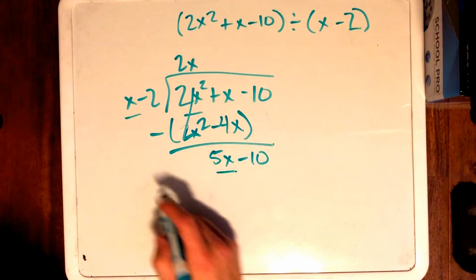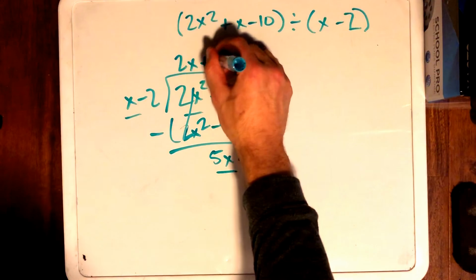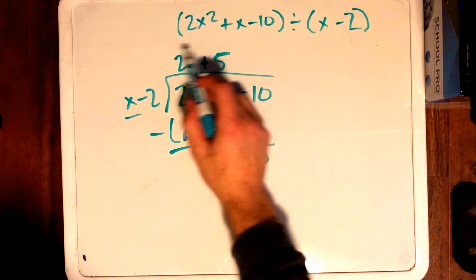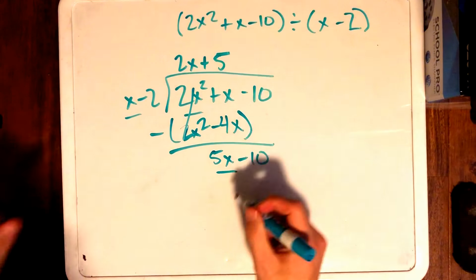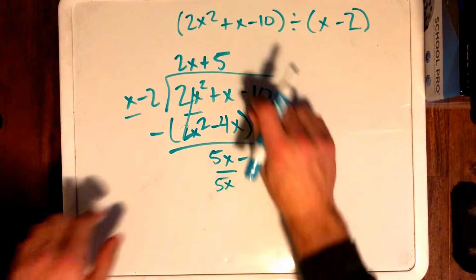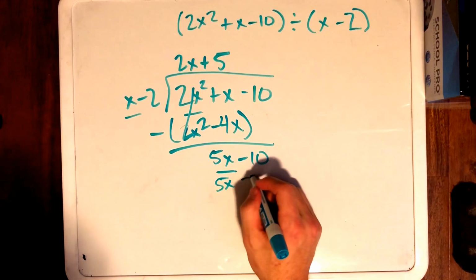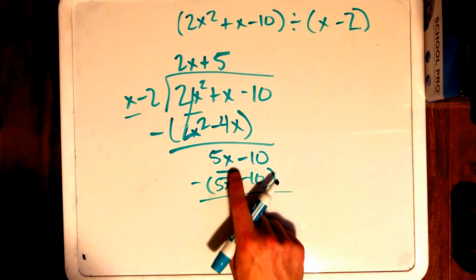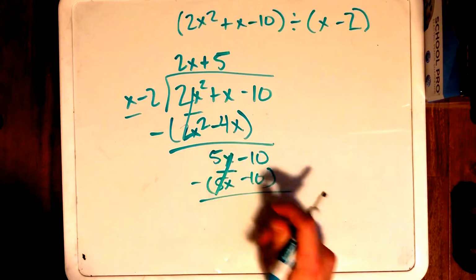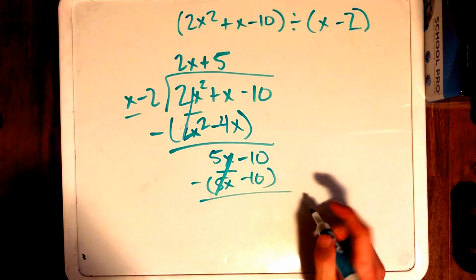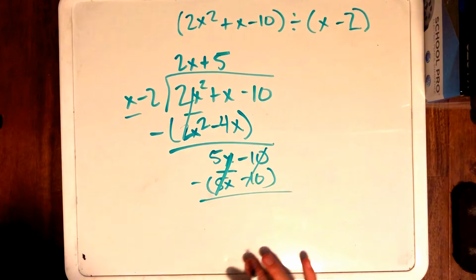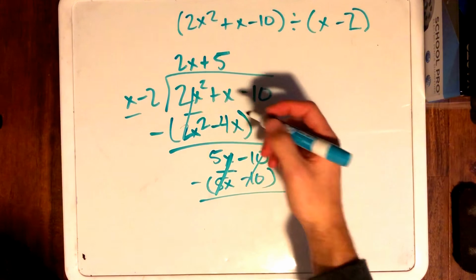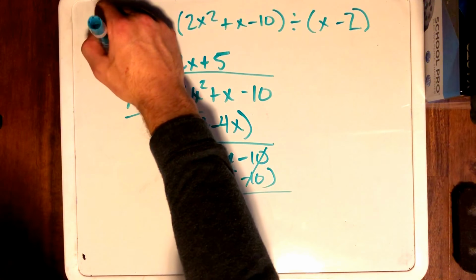We look at our 5x, we divide it by x, we're left with a positive 5 that we'll throw up here. We multiply: 5 times x gives us 5x, and then 5 times negative 2 gives us negative 10. Throw our parentheses on here, subtract it, and now we have 5x minus 5x, this will cancel, and we have negative 10 minus a negative 10, so we're adding that, and this 2 will also cancel. So our answer to this problem, and I'll put it over here so that we don't forget it, is 2x plus 5.